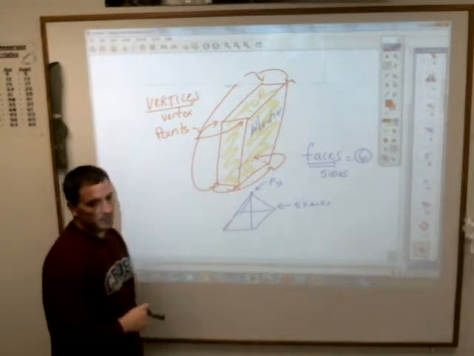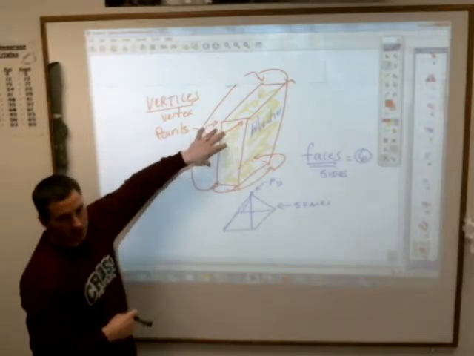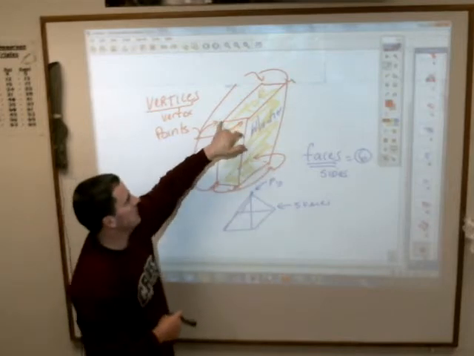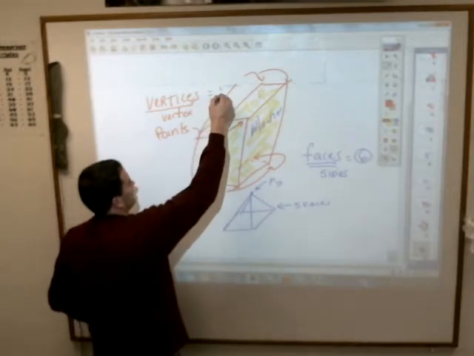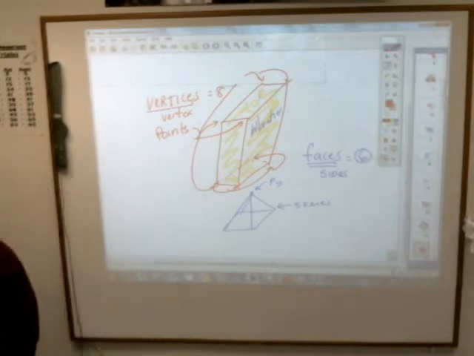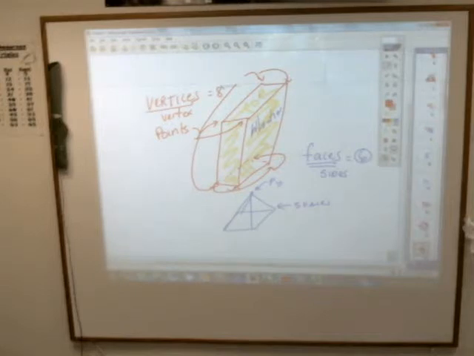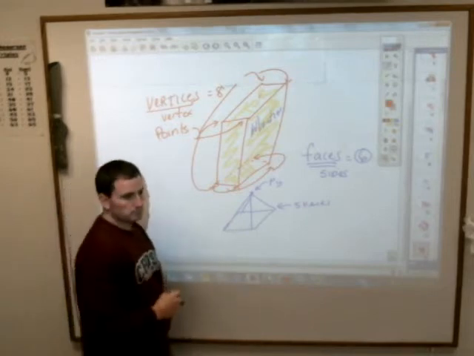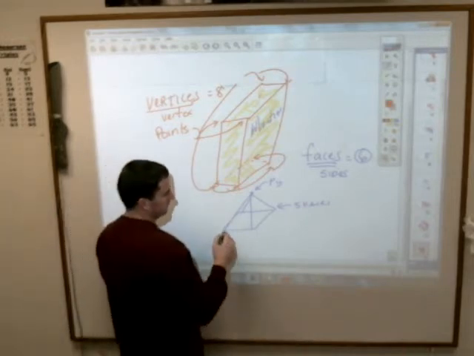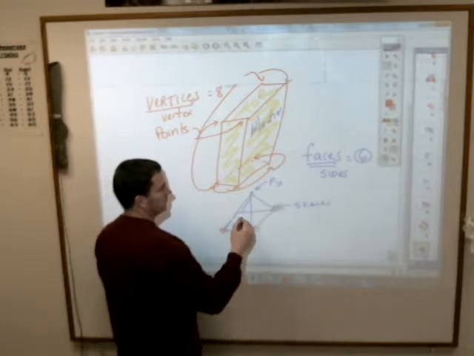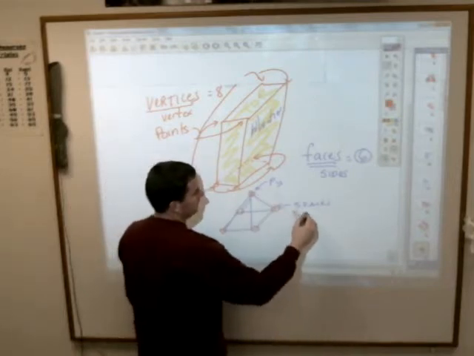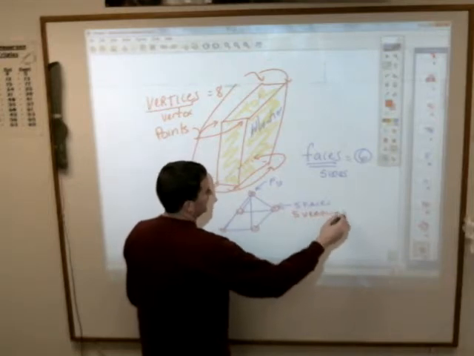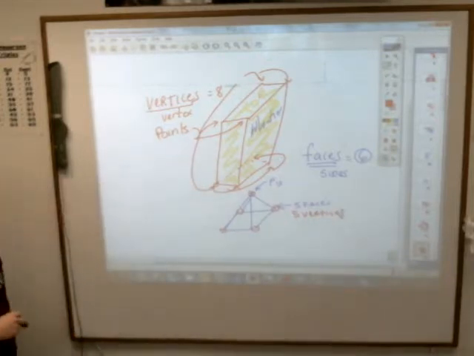How many vertices does this rectangular prism have? How many points? 1, 2, 3, 4, 5, 6, 7, 8. 8 vertices. How many vertices on that pyramid? How many points do you see on the pyramid? Eli? Yep, 1, 2, 3, 4, 5. 5 vertices. And then the last thing we talk about are the edges.